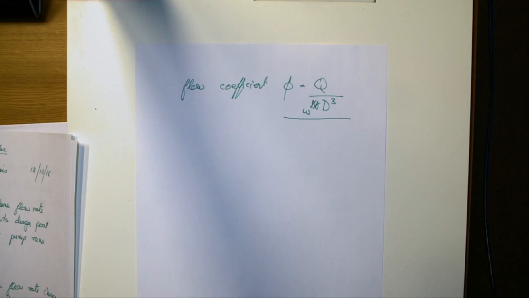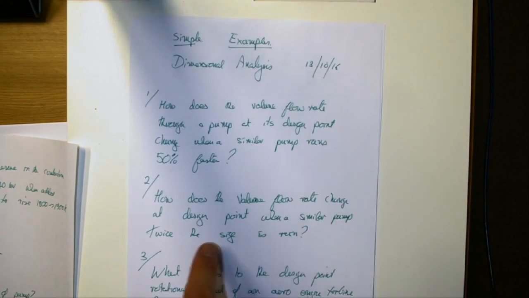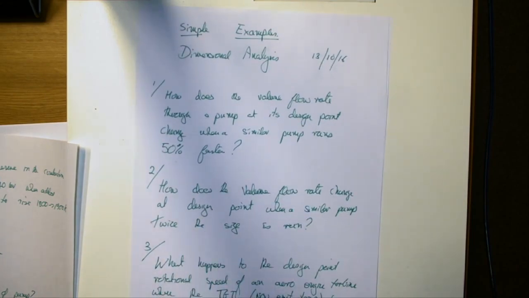Now, the next question addresses the point that you've just raised. So that's the answer to question 1. Question 2 says, how does the volume flow rate change at design point when a similar pump of twice the size is run? This time we assume the rotational speed stays the same. And all we do is we make the pump twice as big, keeping everything else constant. What will happen to the volume flow rate? Who can answer that question?